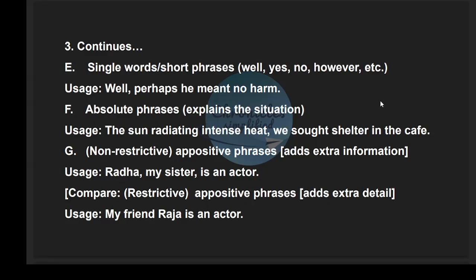The next type, single words, short phrases like well, yes, no, however. For example, well, perhaps he meant no harm. Next type, absolute phrases. They just explain the situation. The sun radiating intense heat. This is absolute phrase. It explains the situation that comes after. We sought shelter in the cafe.